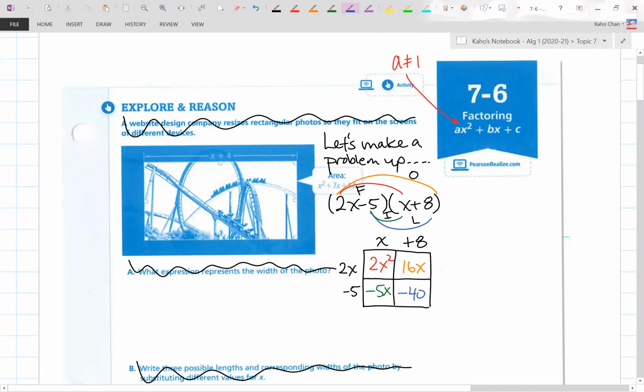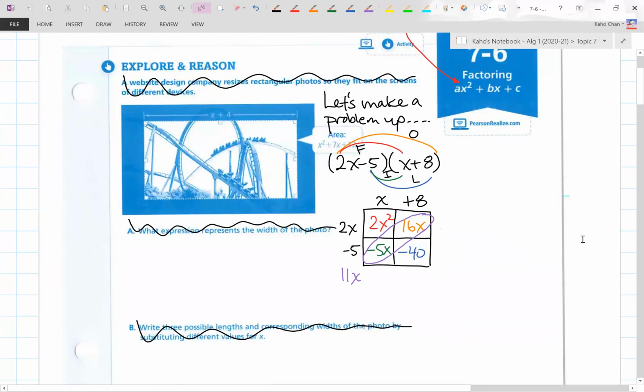So back in 7-2, we looked at those four terms and we realized that the inner and the outer terms add up in this case. Negative 5x plus 16x is 11x. Now note that 11x right there. That's a position that's going to be important later on when we try to go backwards of this process for 7-6. So our final answer here is 2x squared plus 11x, the sum of the inner and the outer terms, minus 40, okay?